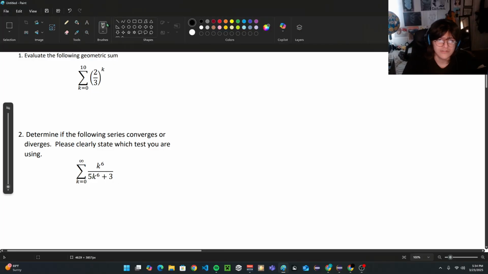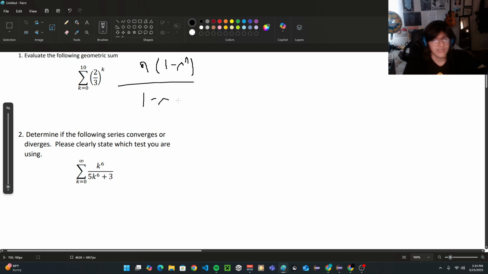So the first one says evaluate the geometric sum. We have to know the formula for evaluating the sum. It would be A times 1 minus R to the power of n over 1 minus R.